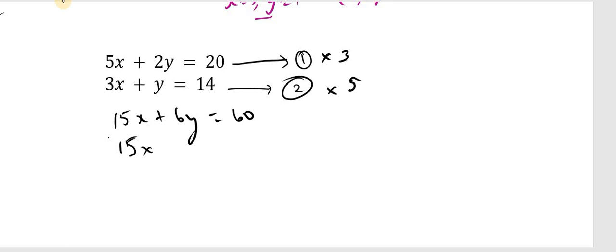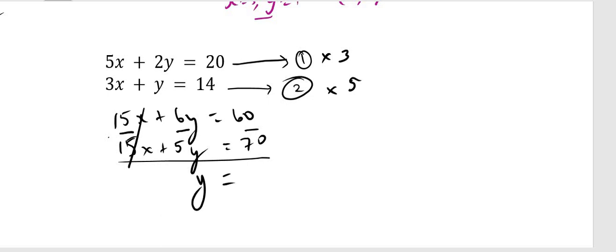Okay, so 5 times 3 is 15, 5 times y is what? And 5 times 14 is 70. Alright, so let's do this now. What would we do, add or subtract? Subtract. What is 6y minus 5y? y. What's 60 minus 70?